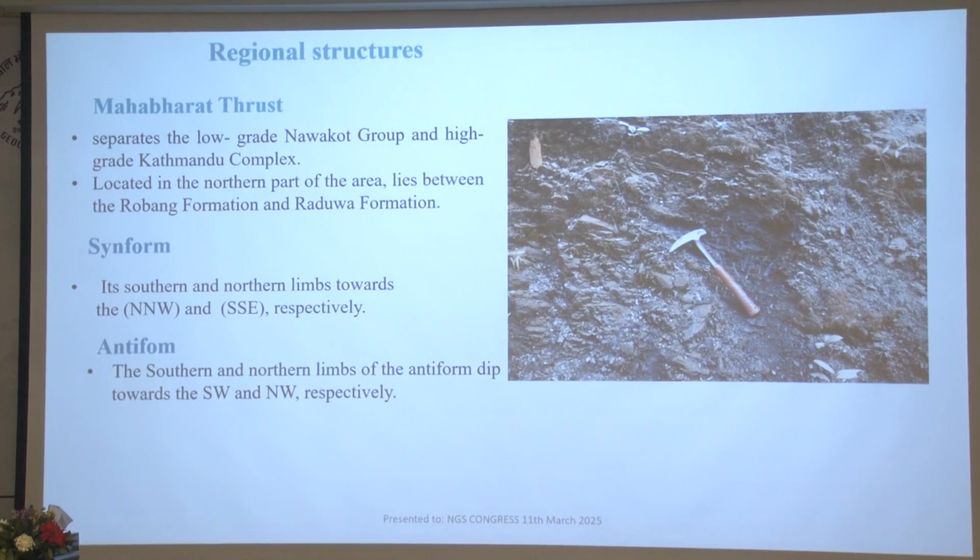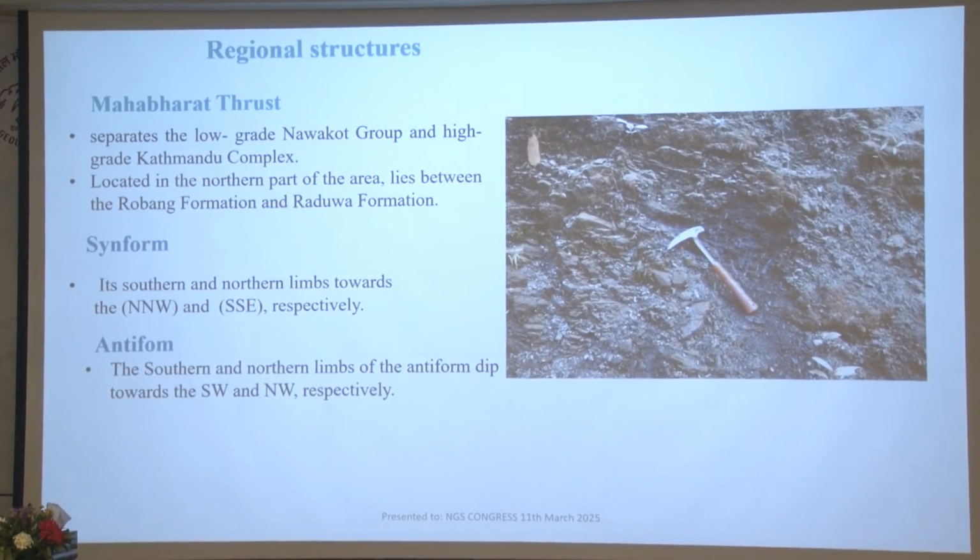And this photograph shows the shearing, which shows the brittle breccia, fault breccia, and other synform dipping towards the center, and one antiform, the southern and northern limbs of the antiform. This slide photograph shows the axial fold, which is trending north to south, with an irregular, convoluted shape.